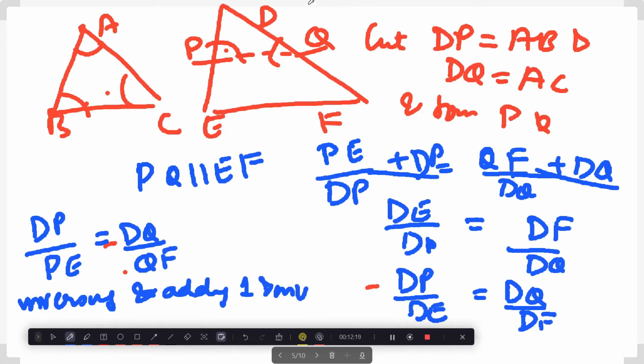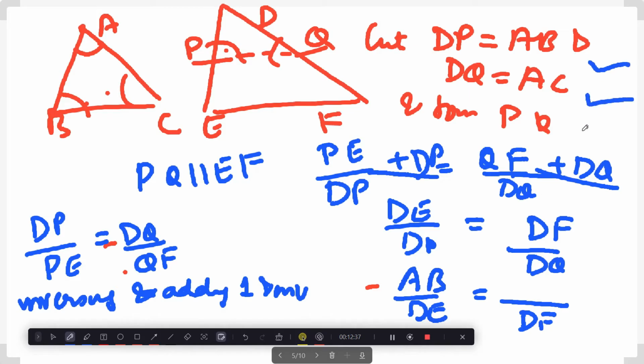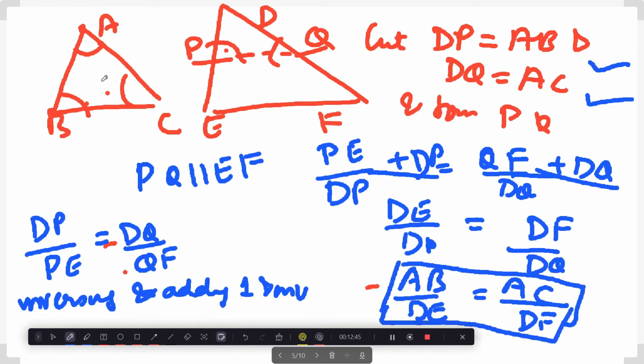So what are DE, DF? DE, DF are the two sides of this triangle. What is DP and what is DQ? DP is what? What is DQ? Connect the dots over there from here. That was a given thing. So what is it showing? AB by DE is equal to AC by DF. Okay. So this we have done by drawing such a line on one side.